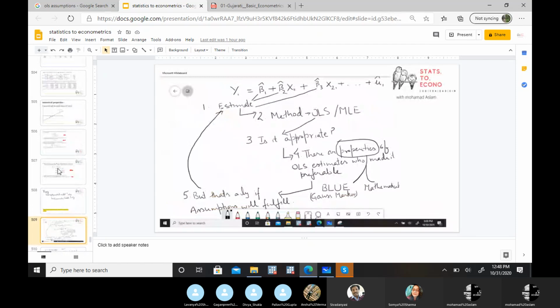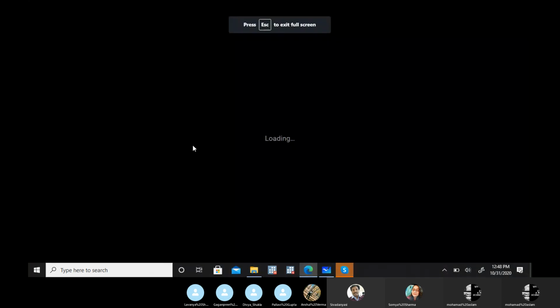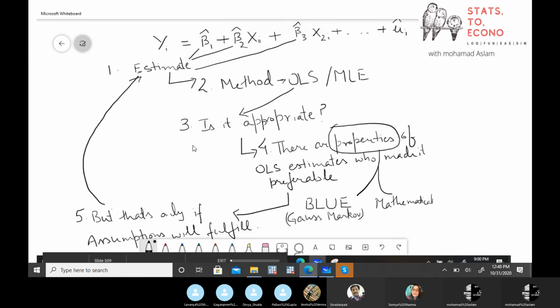Okay, so now from here we started. Estimate is done. Assumption is done. The assumptions we studied because in the OLS methodology, if these assumptions are fulfilled, then only there are a few properties. So now the important thing is the properties, what these properties are, and that's the only criterion for why we prefer OLS or not.